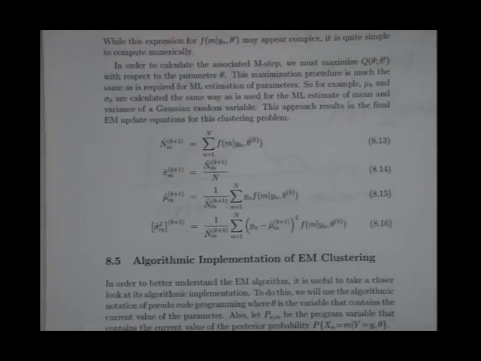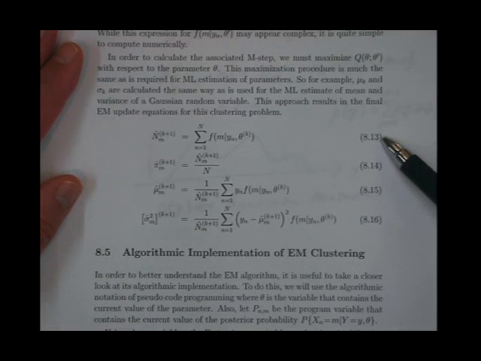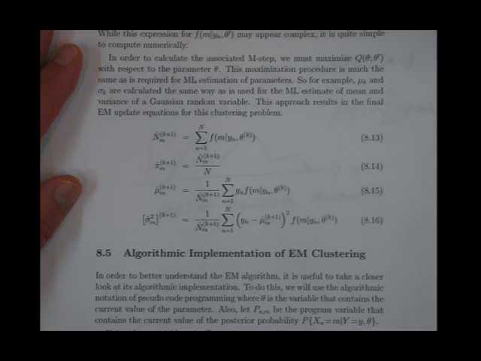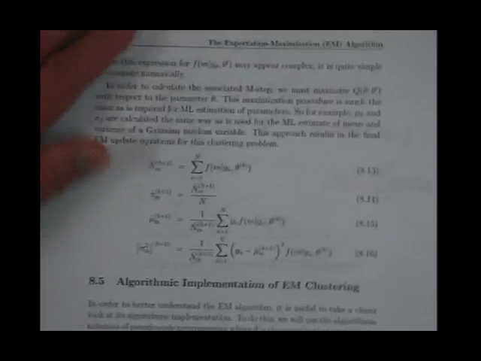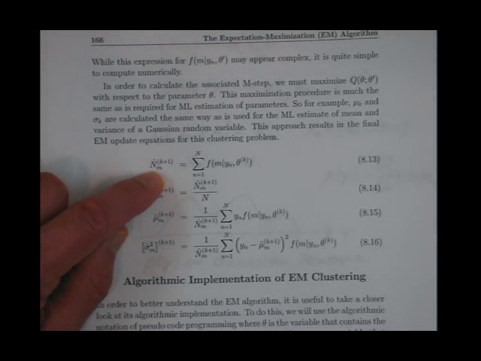And if you do, these are the answers you get, right here. Equations 8.13 through 8.16. And they're very intuitive. So this n hat m is an estimate for the number of samples that come from class m, okay?